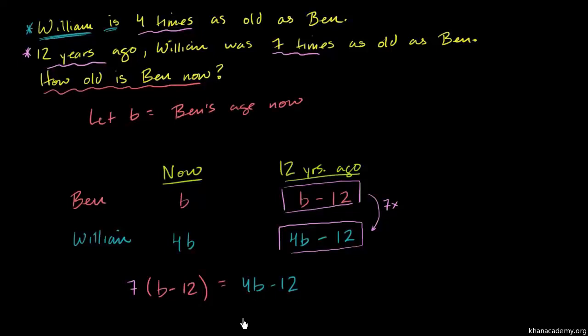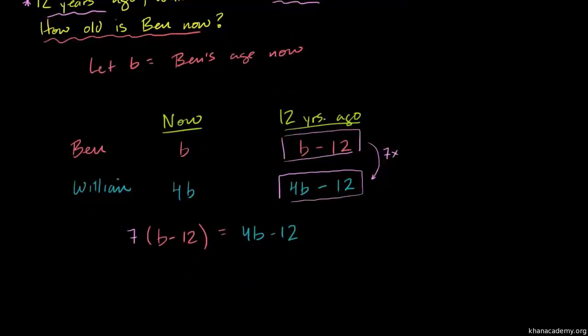And it seems like we've done the hard part. We've set up the equation. Now we just use a little bit of our algebraic tools to solve for b. So the first thing we might want to do, we can distribute this 7. So 7 times b, 7 times essentially negative 12. So we have 7b minus 7 times 12. Let's see, it's 84. 84 is going to be equal to 4b minus 12. This whole expression is literally 7 times Ben's age 12 years ago.